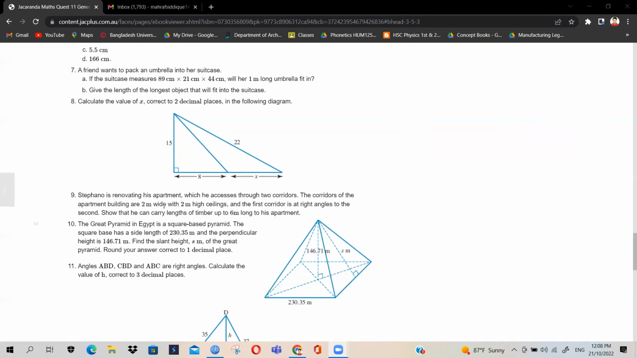I understand that. Let's try to draw this. He accesses through two corridors. The corridors are 2 meter wide and 2 meter high ceiling. So this is 2 meters, and this is 2 meters as well. The first corridor is at right angles to the second. All right.